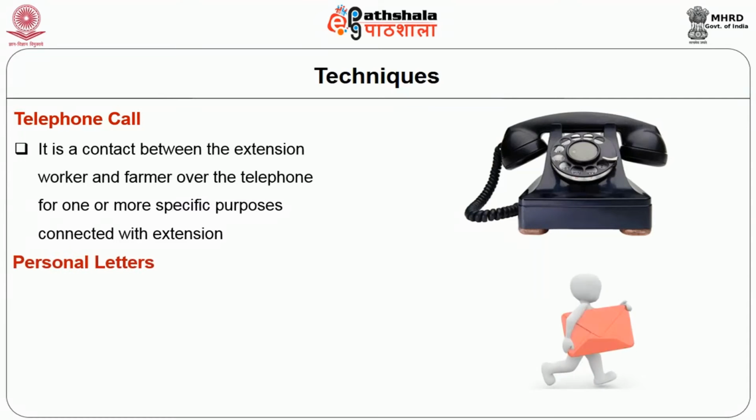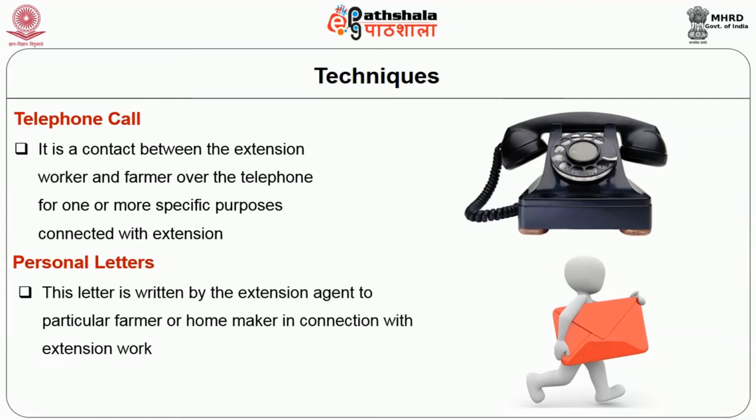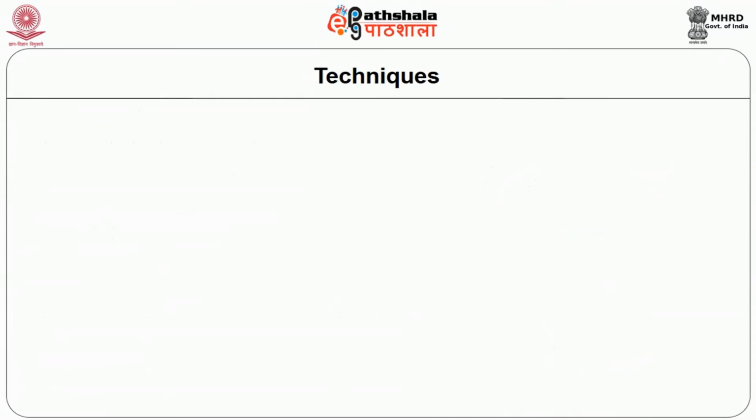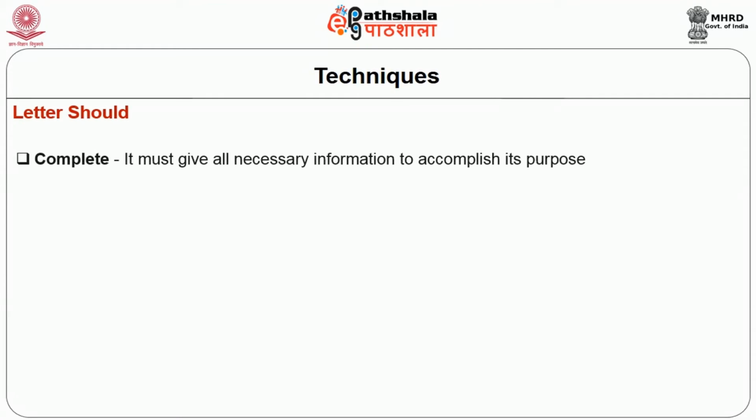Personal letter is one among the individual contact methods. This is a letter written by the extension agent to a particular farmer or homemaker in connection with the extension work. This should be regarded as a substitute for personal contact. The objectives are to answer queries from the farmers regarding specific farm problems or supplies and services, and to ensure the farmers' cooperation in extension activity. The letter should be complete.